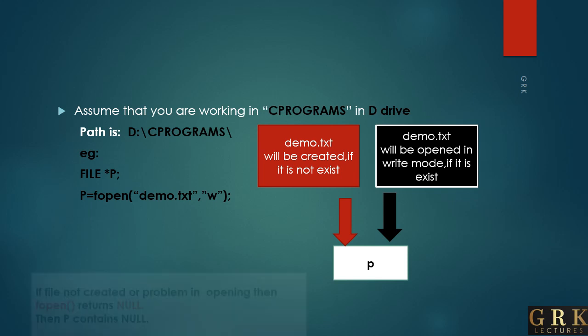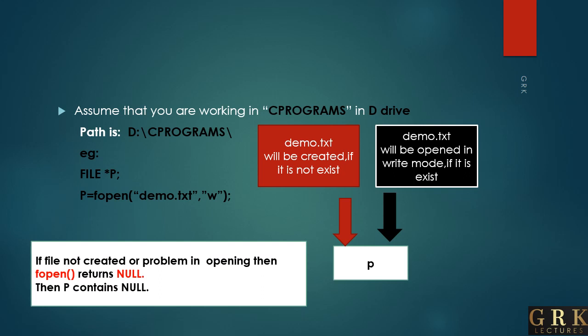In the third case, the file may not be created because of some internal system issues, such as there not being enough memory, or even for an already existing file we may face some problem opening it. In such cases, the fopen function returns NULL, and that null value will be stored in the pointer. Okay? That means if the file is successfully opened, then p contains the address of that file. If the file is not opened, then p contains NULL.